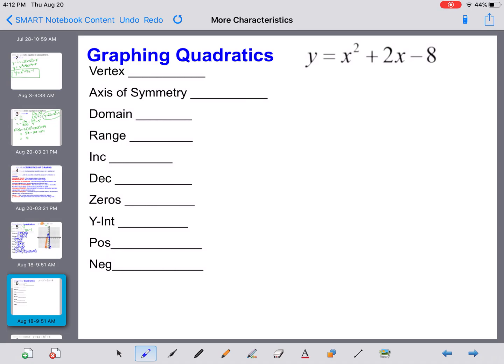All right, if we don't have a graph, we still need to find these and just do a quick sketch. So we're still going to find the vertex. We're going to use standard form, so we're going to say -b/2a. And that's going to end up being -1.